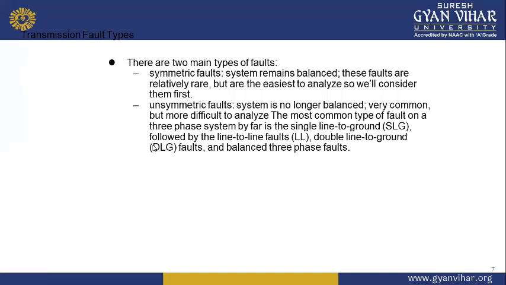Because first of all, what we have to do is make the unbalanced system into a balanced system, and only then will we be able to do the analysis. The most common type of fault on three-phase systems, by far, is the single line to ground fault, followed by line-to-line faults and double line to ground faults. And lastly, the rarest occurrence is the balanced three-phase fault.